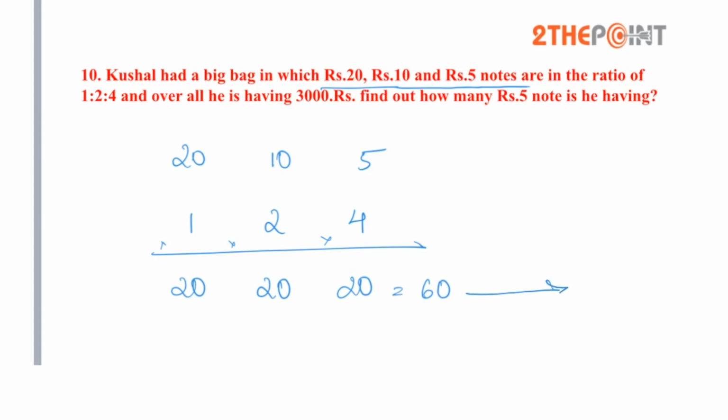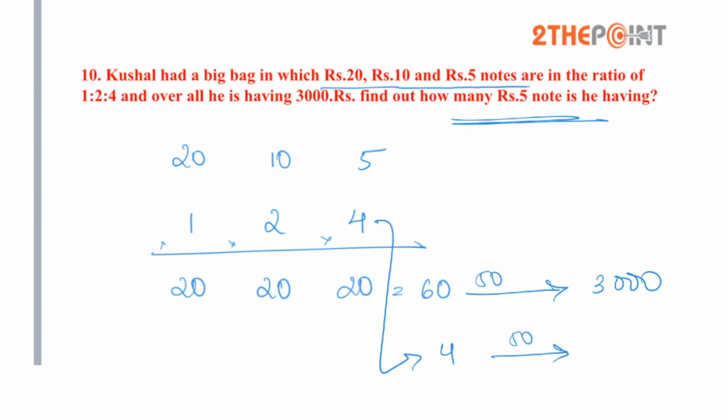Here the sum is equal to 3000. So 3000 is divisible by 60, 50 times. That means, since he is asking to find out how many 5 rupee notes he has, the 5 rupee notes are in the ratio of 4. So 4 into 50, which is equal to 200. He has 200 notes of 5 rupees.